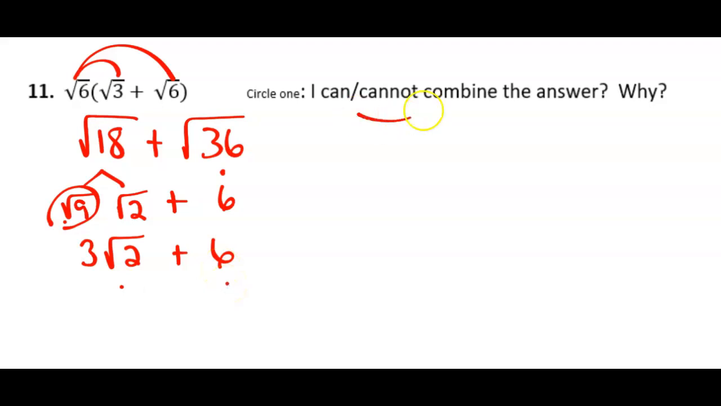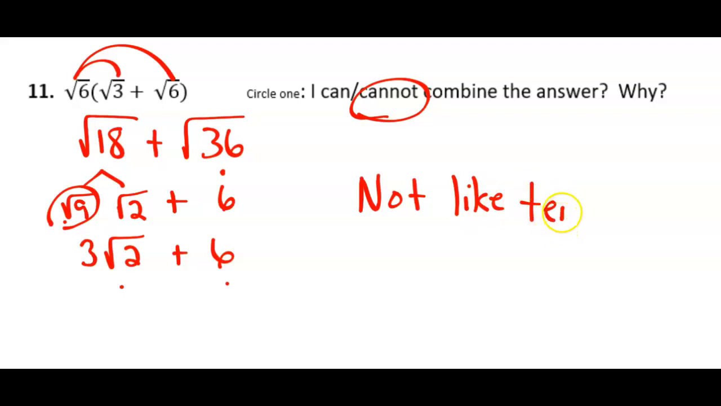Can I add these together? I cannot. Here's why. They're not like terms. When I have a number multiplied by any type of symbol, either a variable or a radical, it's like a term. So this is a square root of 2 term. Just like if this was a 3x, this would be a 3x term. And a 3x term I can't combine with a 6, so therefore I'm done. That's my answer.